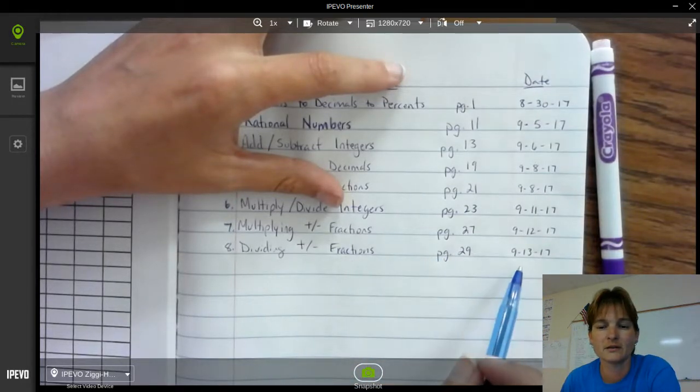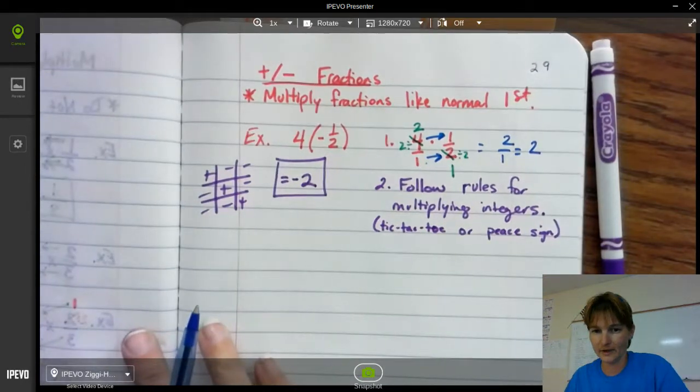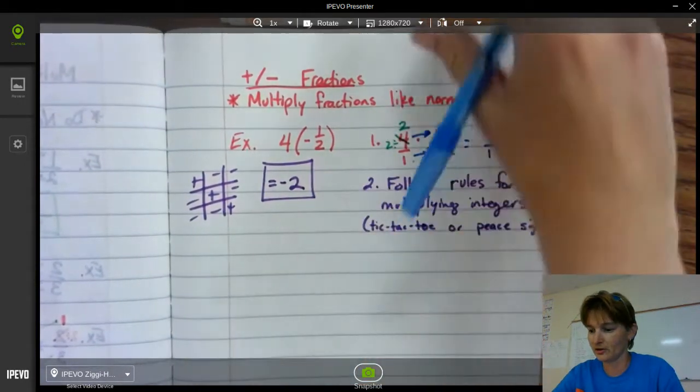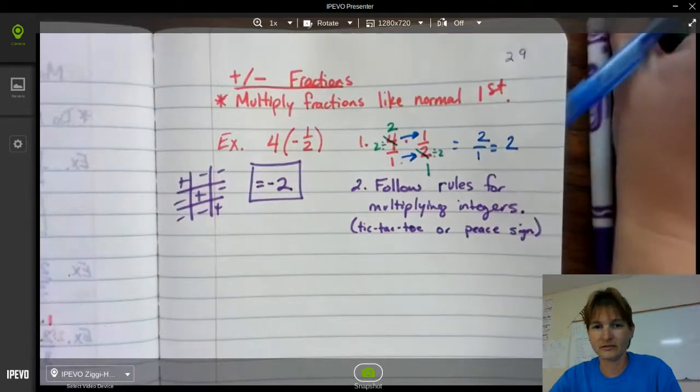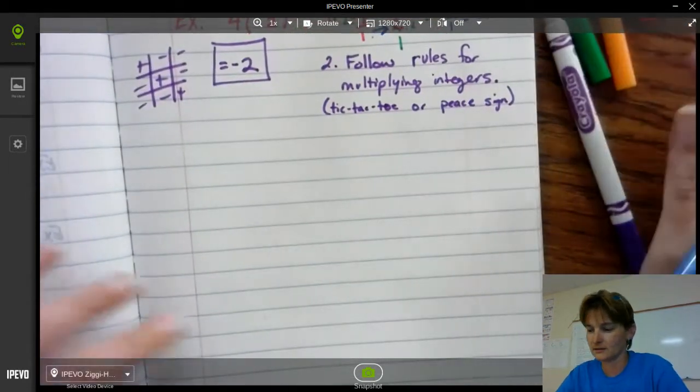Page 29. The date today is 9/13/17. All right, go ahead and flip to that page. As you can see, this is where we finished off with our positive and negative fractions and what to do on multiplying that.